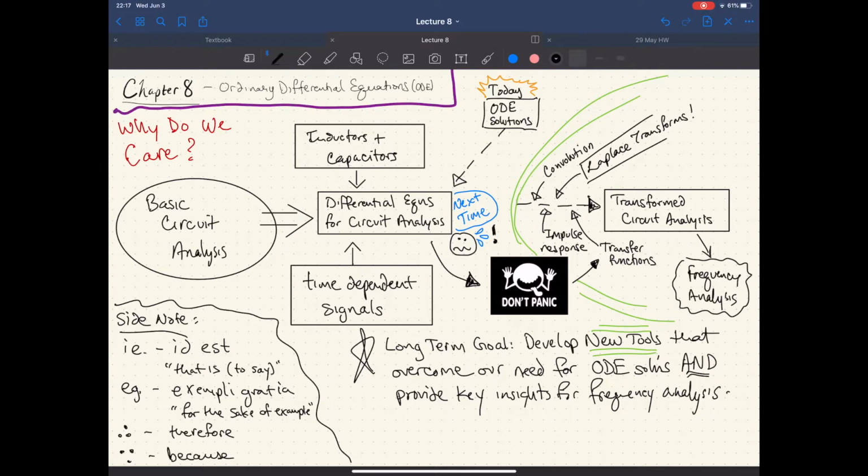Let's do it. So, first of all, what are we even doing here in ODE land at this point? Why are we here? Why do we care? Well, we're coming from basic circuit analysis, right? And what we're going to find is that as we add more elements and time dependency to our signals, we're going to end up with equations for our analysis that are differential equations. And we're going to show some of that next time with some very simple circuits that you may have seen before, but we're going to add those time dependencies to them. So now we have a differential equation we have to solve.